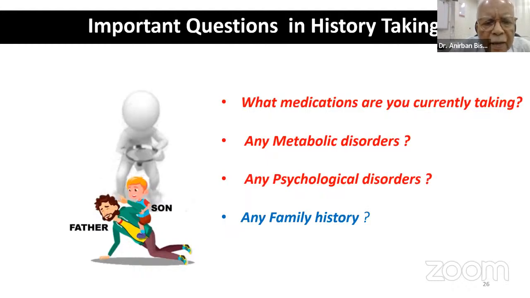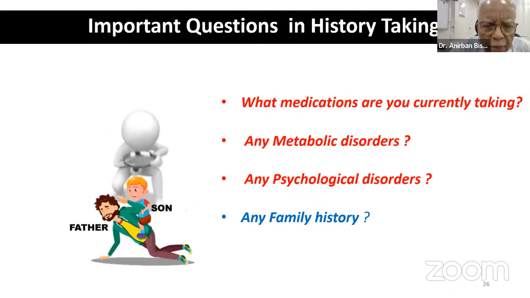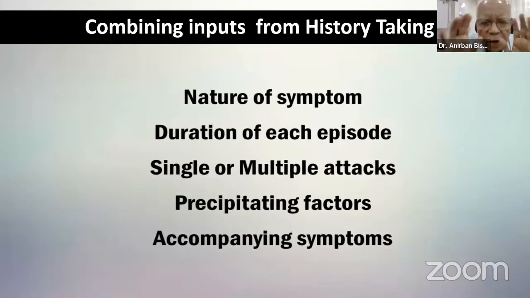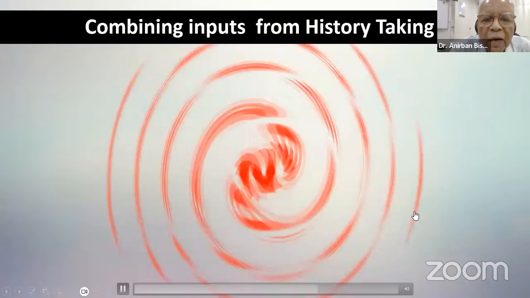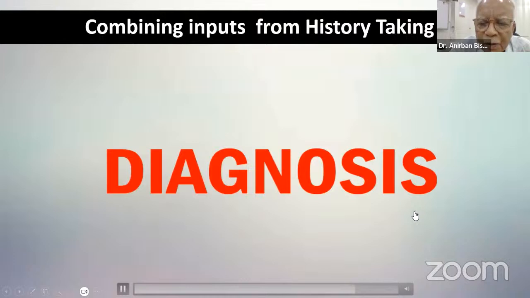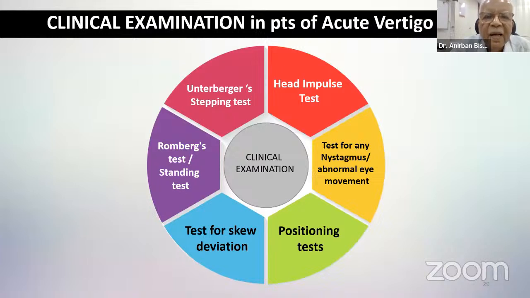Then you have to test for the different ataxias. Blood tests are all now available by which the familial ataxias can be ruled out. So, when you know the nature of the symptom, the duration of the symptoms, whether it's single or multiple attacks, what is the precipitating factor, and what are the accompanying factors, when you churn them up, then you can reach a very definite diagnosis. So, that is how you come to a definite diagnosis only from the history. Now, after you've taken the history, you have to do certain clinical tests. And what are these clinical tests?